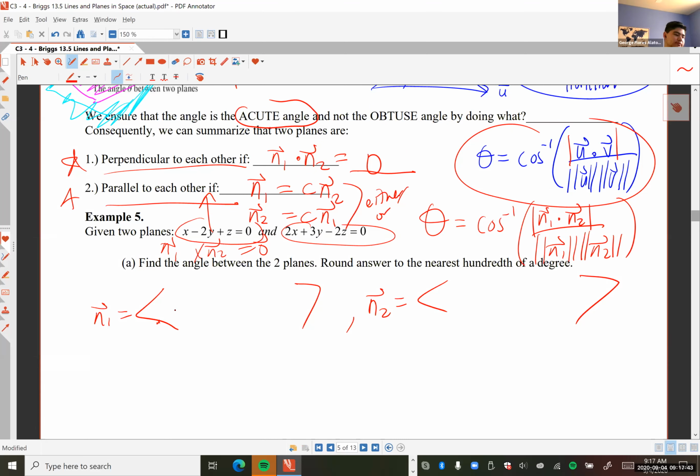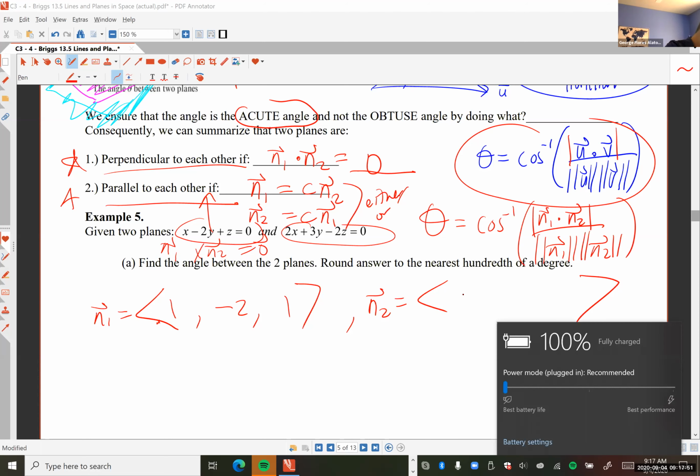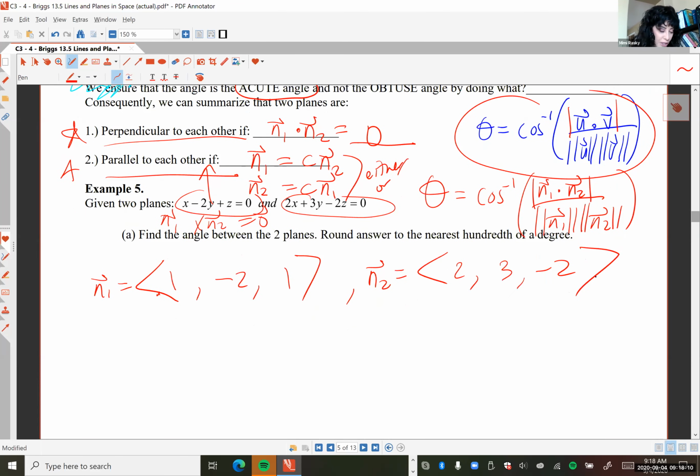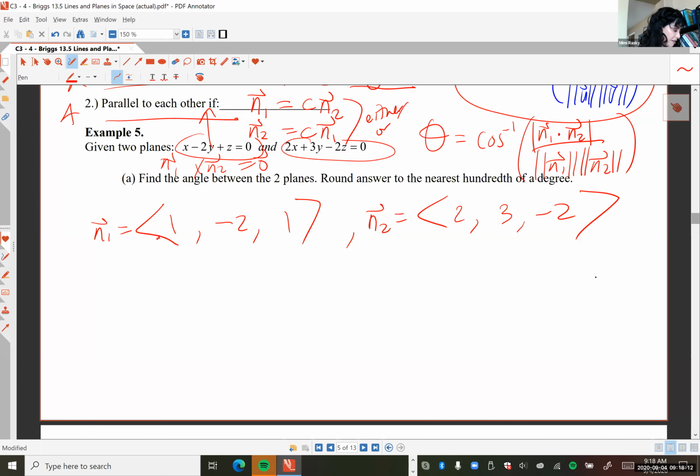Got 1, -2, 1, yep, for n1. Somebody other than George, I'll call on somebody now. My turn. 2, 3, -2. Okay, good. Very good, because those are the coefficients for the other plane. Now you're ready. You have what you need.